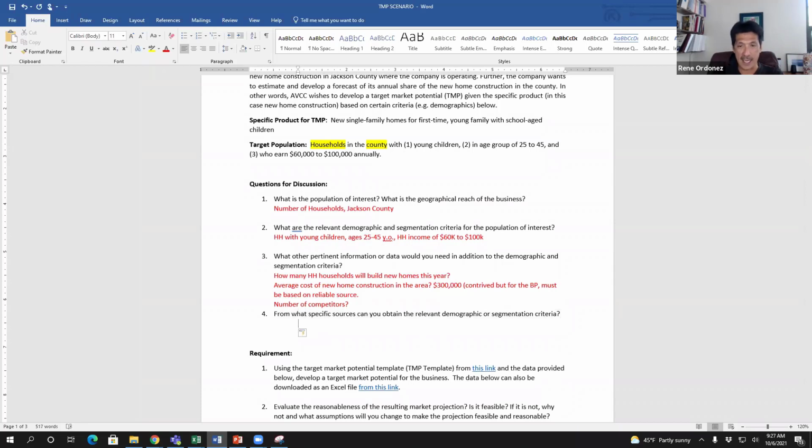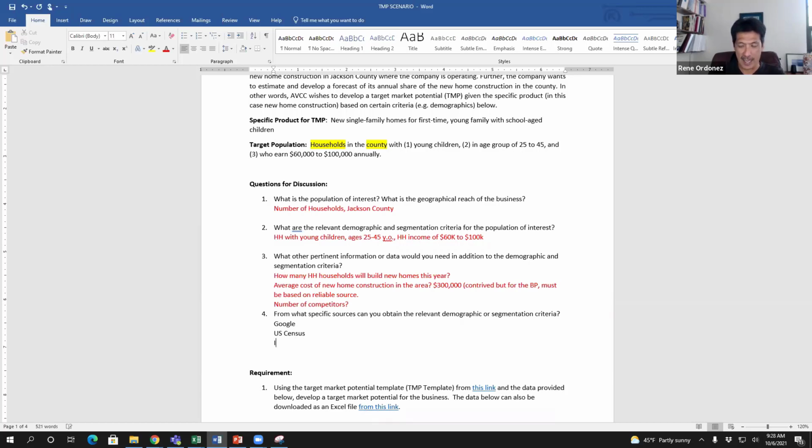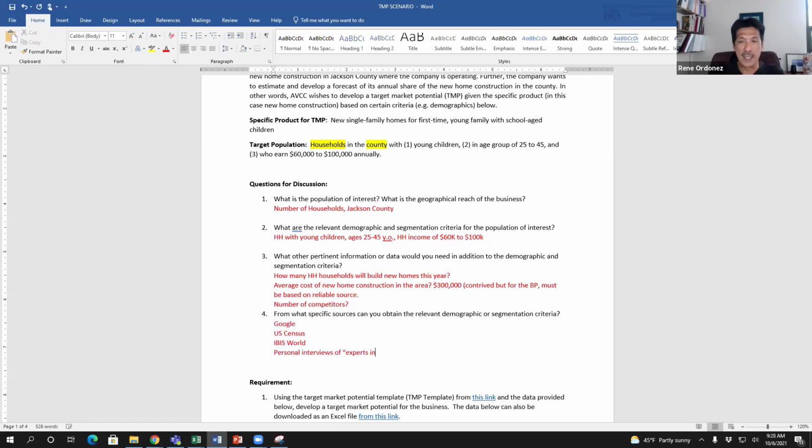So as Abby said, maybe Google first, but again, not everything on the web is the truth. So just because it comes from the internet, you shouldn't use it right away. So you still have to evaluate the source of your information. You can do US Census, you can do IBISWorld. And all these things are covered in your other classes, especially the marketing class. And sometimes you do personal interviews of, say, experts in the field.